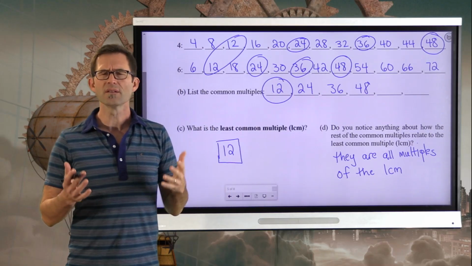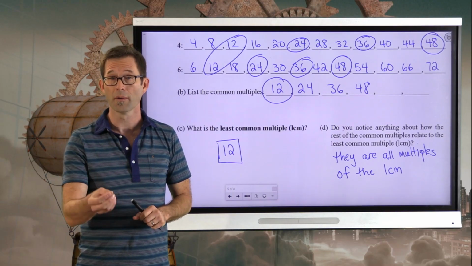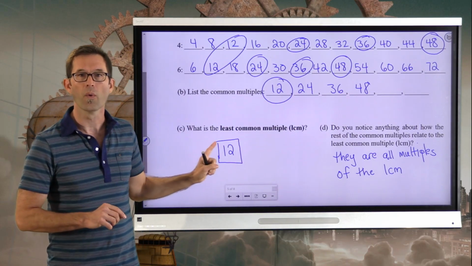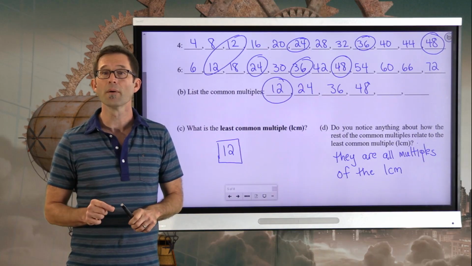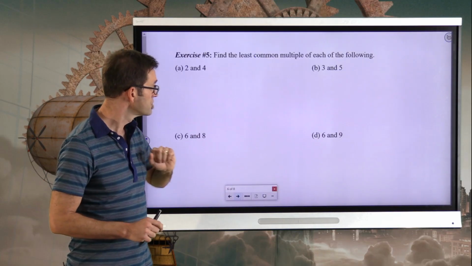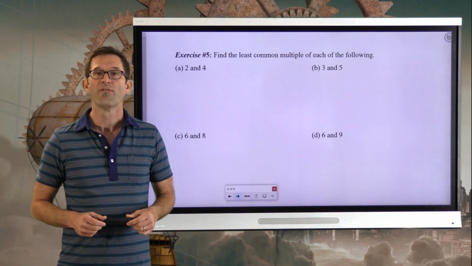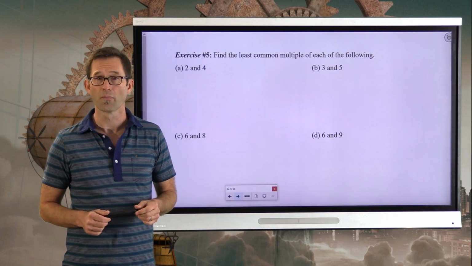All right, that's not so important. For us, we definitely want to be able to identify common multiples of two whole numbers. And very important, we want to be able to identify the least common multiple. So let's get a little bit more work on that. All right, here we go. Exercise number 5. Find the least common multiple of each of the following numbers.